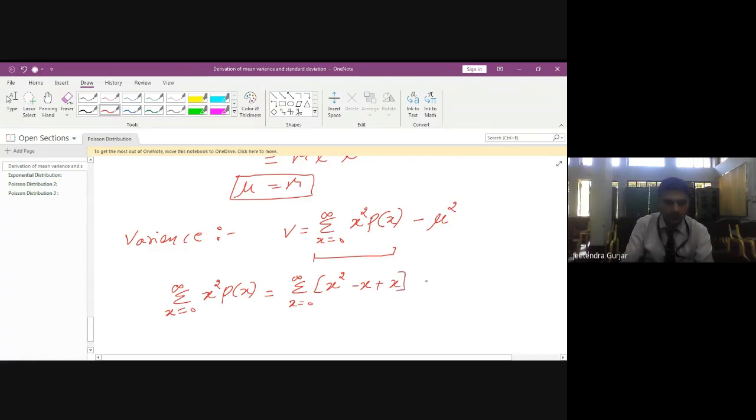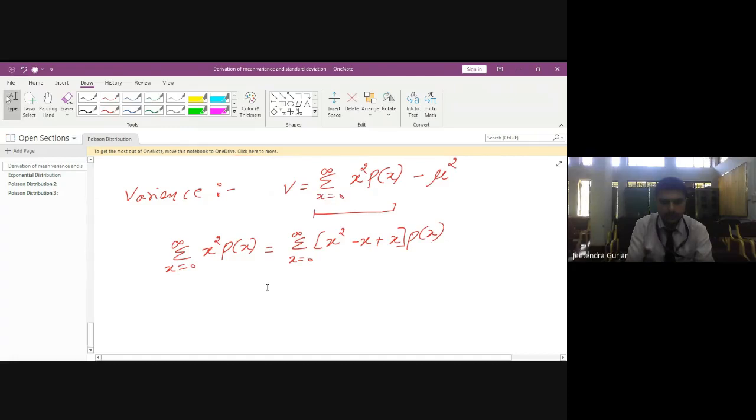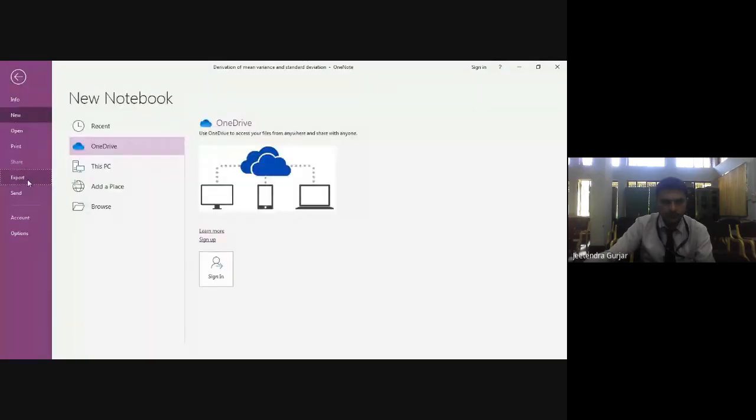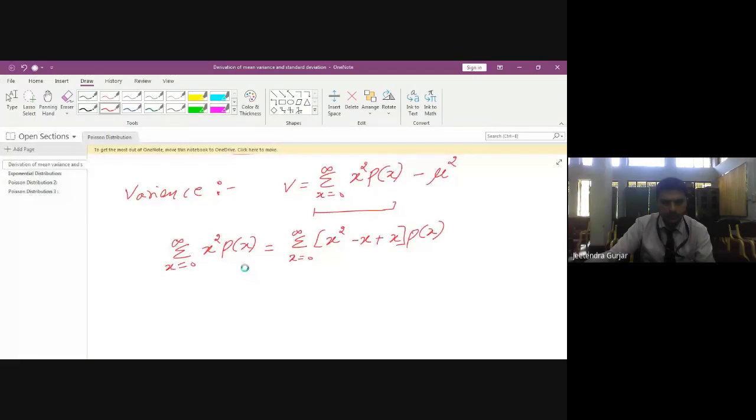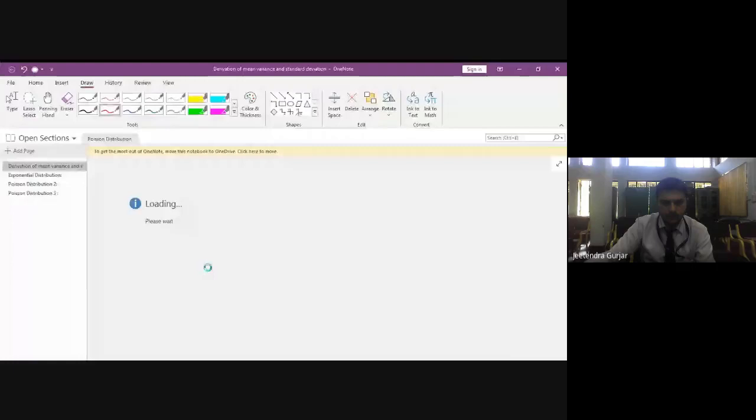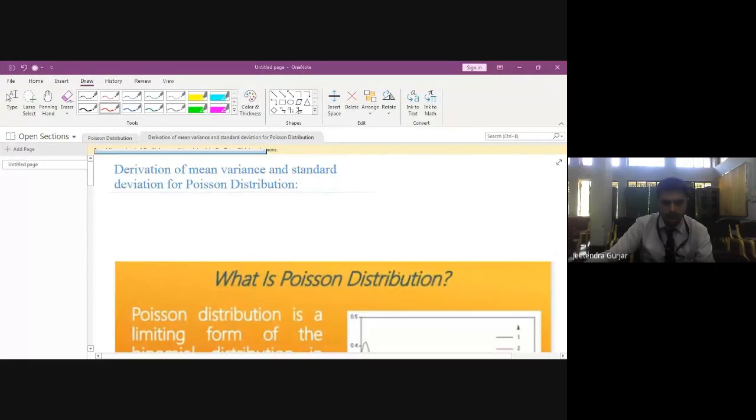p of x. I think you have come across what is p of x now here, students. p of x is nothing but, you're going to put the values. So later we'll see. Substitute this, simplify this, students. Yes, this is equal to, okay.